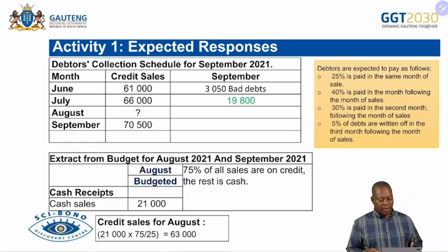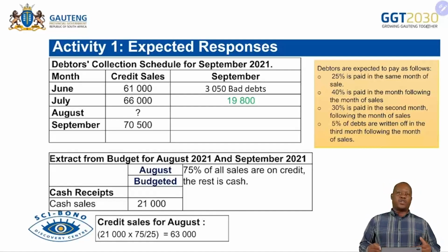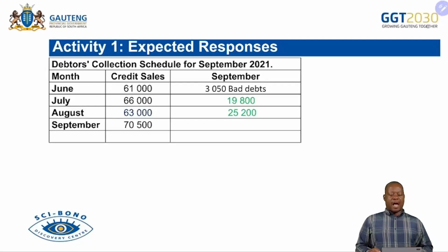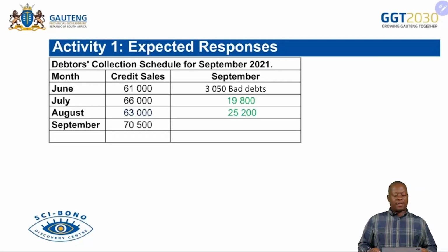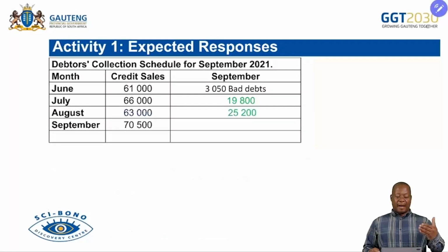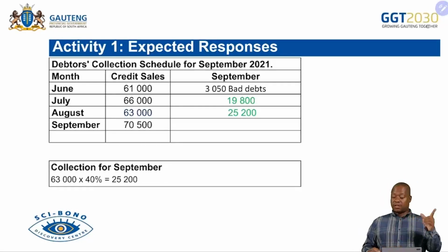How do we go about it? 21,000 times 75 over 25. It gives us 63,000. So you can see now we are given that information as it should appear. Now, let's take it. Remember, in that same month, we are collecting what percentage? We are collecting 40%. Remember, 30, 40, 25.